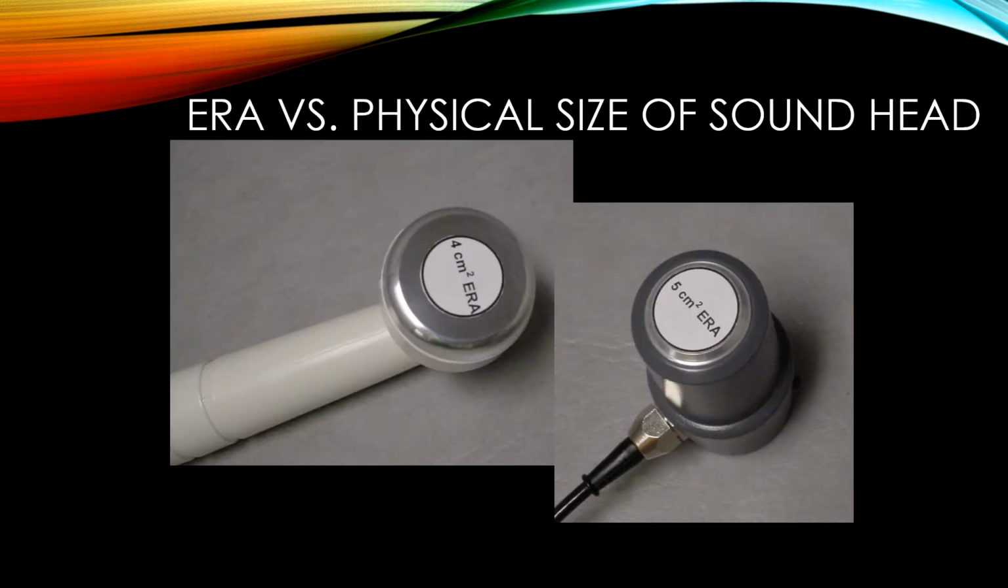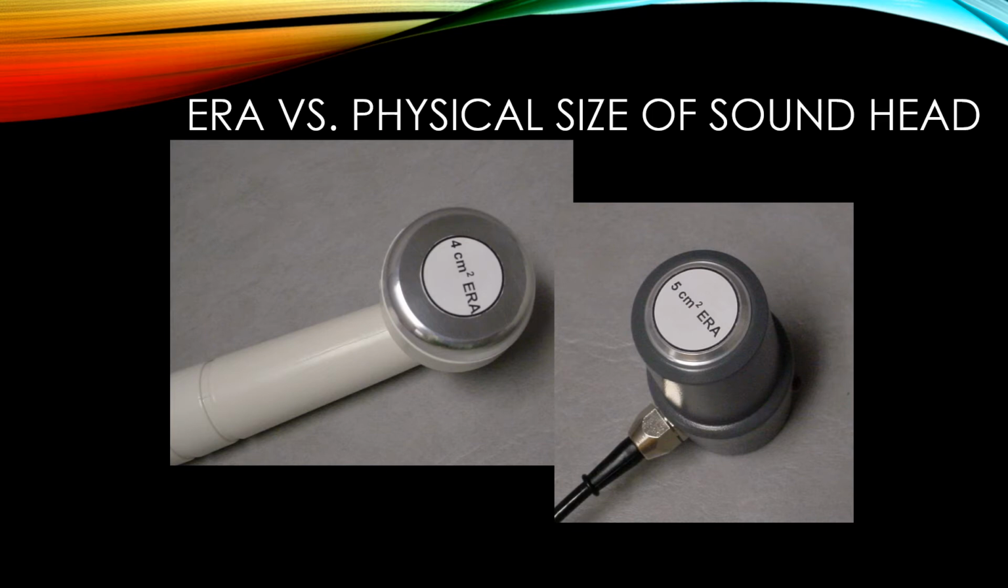The other thing to remember with ERA is that relationship between the ERA and the actual physical size of the sound head, or the plate that touches the client. So as I mentioned before, the ERA is always going to be a little smaller than the physical size of the sound head, but in some cases it's a lot smaller.